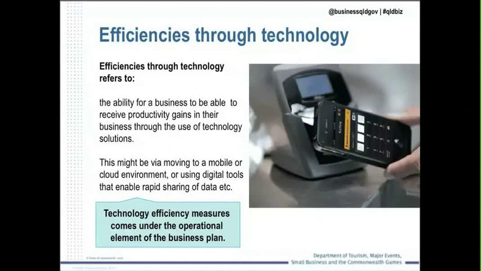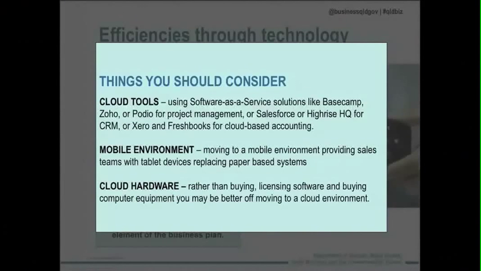Technology efficiency measures come under the operational part of a business plan. Some things you might consider within this perspective would be the utilization of cloud tools. So tools like software as a service solutions. Software as a service is where, rather than buying a piece of software, like you buy Microsoft Office or you buy MYOB each year for a set annual fee, you license the product over a period of 12 months or 2 years, and you pay a small monthly fee to have access to that product.